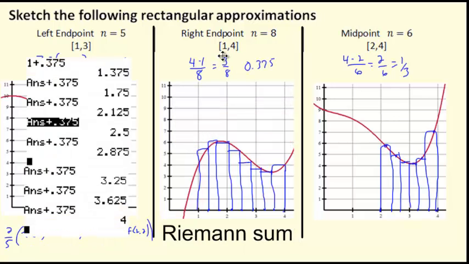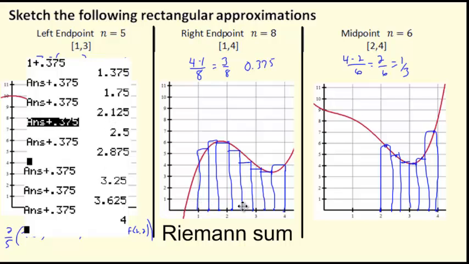So I drew my rectangles in, and so make sure you hit the right endpoint on these. I found the interval is 0.375 or 3/8. And check it out. Look what I did in the calculator. I kind of put that over here. Once I knew it started at 1, I wanted the right endpoint, so I added that 0.375, and then I just kept adding it.